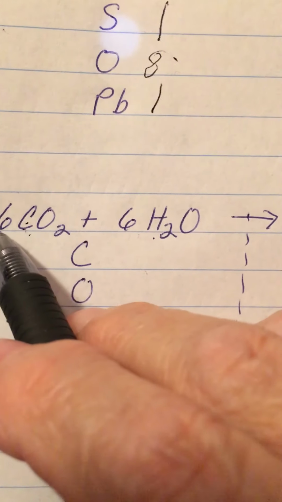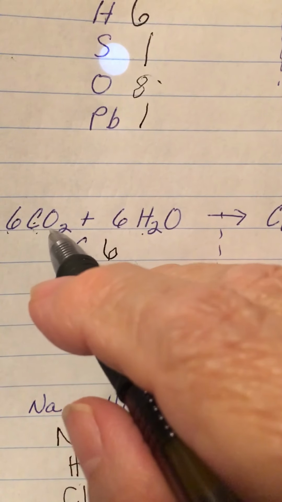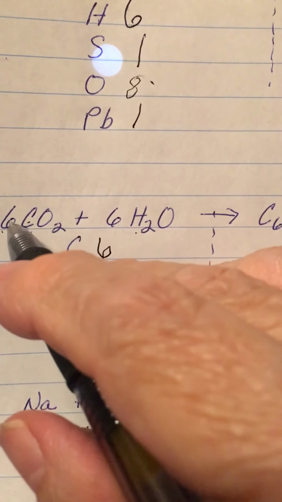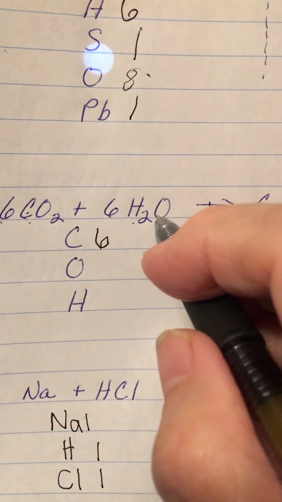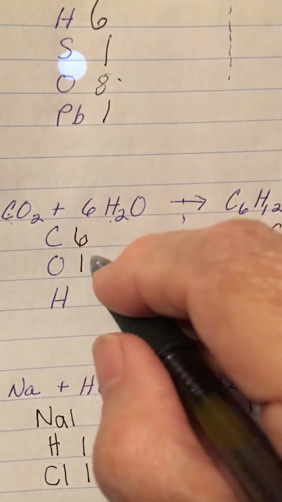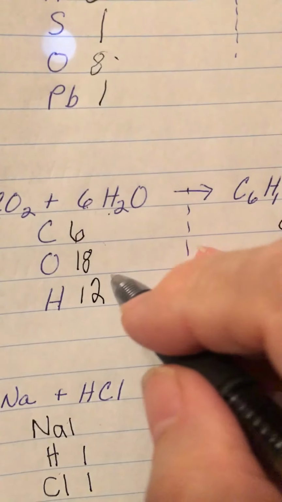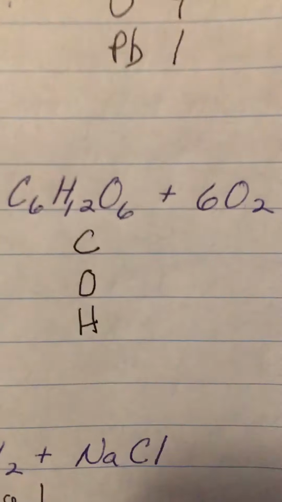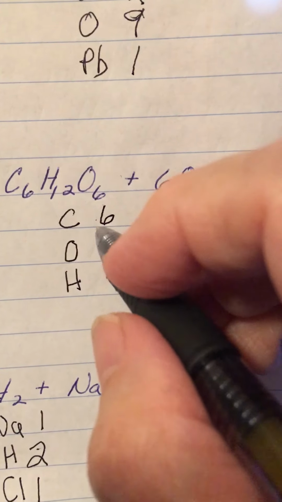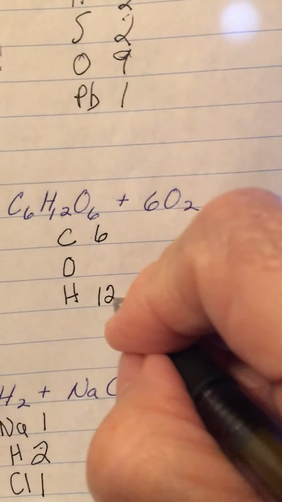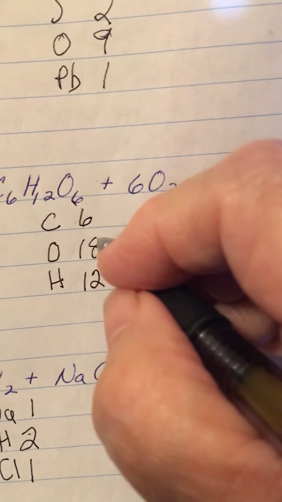Now we're going to count the elements on each side. We have a carbon here multiplied by the 6, so we have 6 carbons. We have 2 oxygens multiplied by 6, that's 12. Oh, but we have more over here. We have 6 more over here. So 12 plus 6 is 18. And we have 12 hydrogen. So let's count them on the other side now. We have 6 carbon, 12 hydrogen. We have 6 oxygen plus 12 is 18.